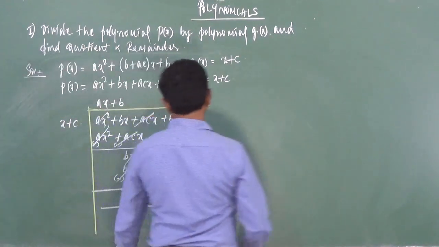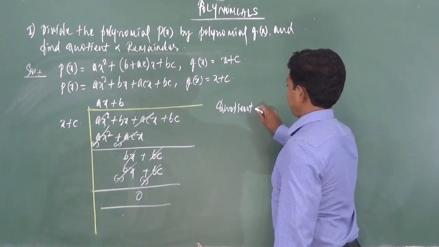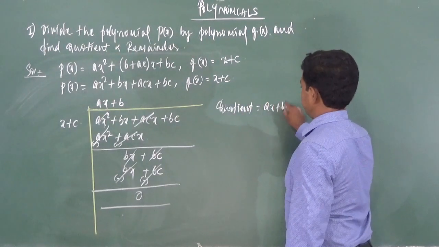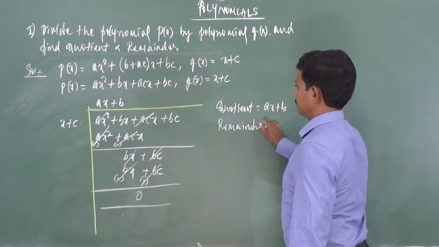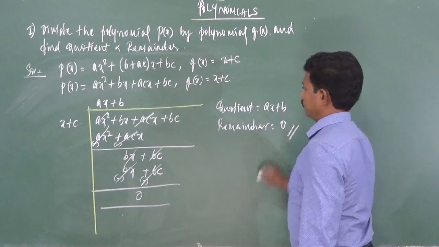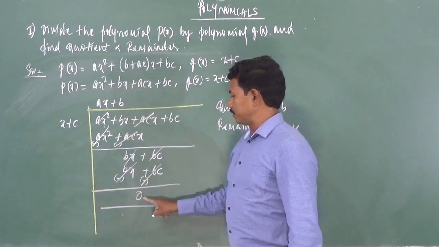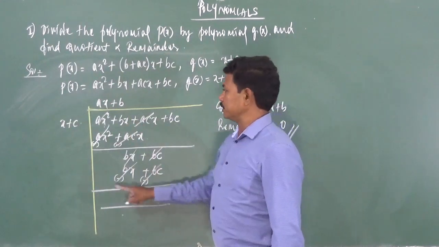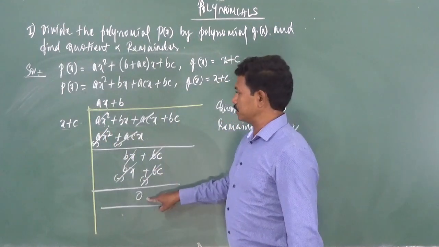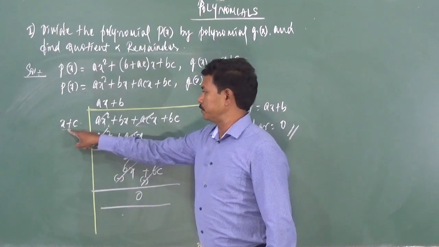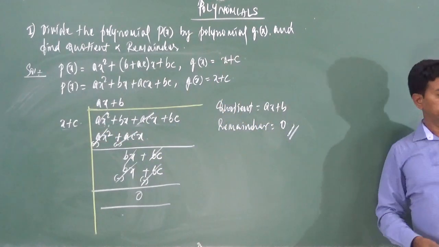So in this case, quotient is equal to ax plus b, and the remainder is equal to 0. When you divide a polynomial by another polynomial, and at the end you get the remainder as 0, then we say that this polynomial is a factor of this. If you do not get 0 as the remainder, we say that this polynomial is not a factor of this. So this is to be remembered.